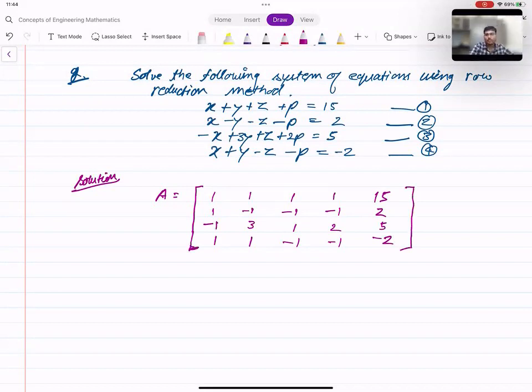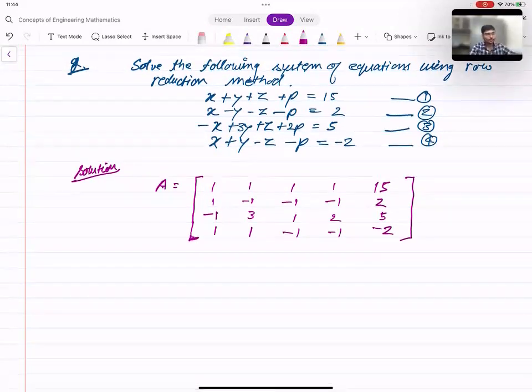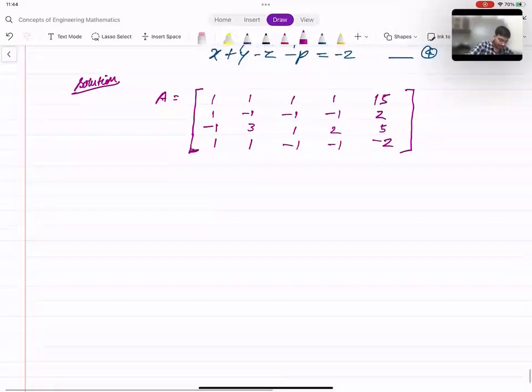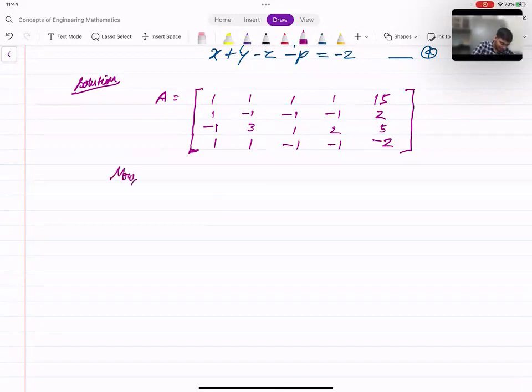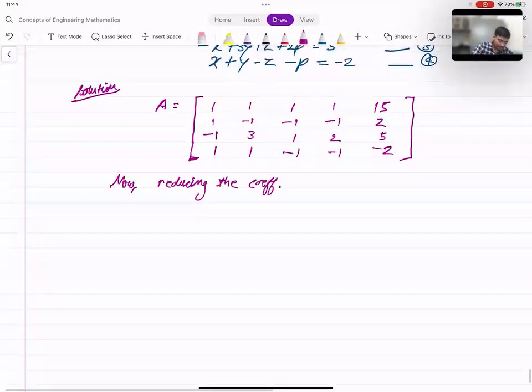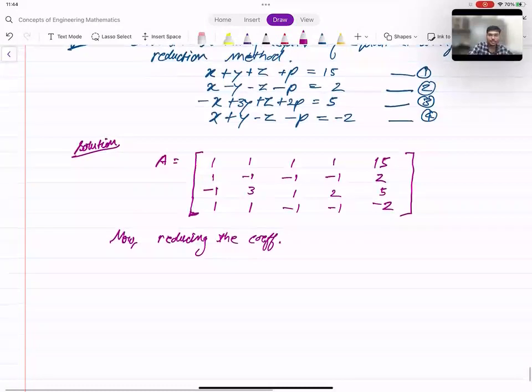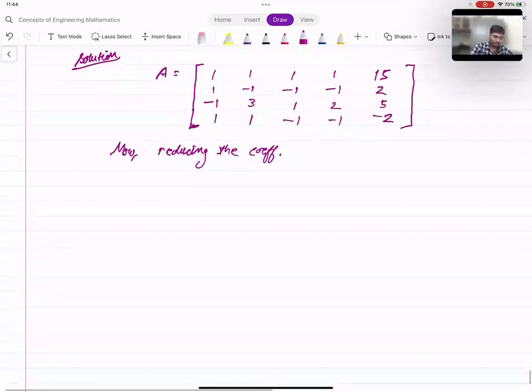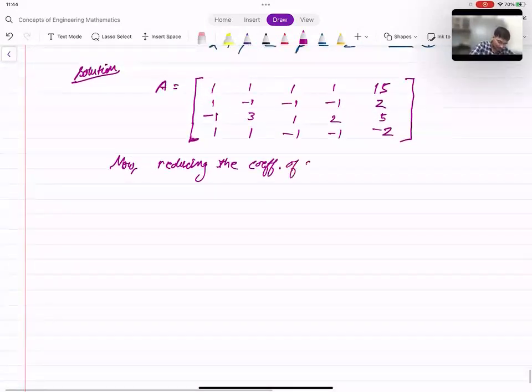So in this way we form the augmented matrix. Now we need to perform the row reduction operation. Okay, so let us do that one by one. So we are now reducing the coefficients of x. See here, the first column represented the coefficient of x, second the coefficients of y, and third the coefficient of z, and so on. Okay, so we are now reducing the coefficients of x.